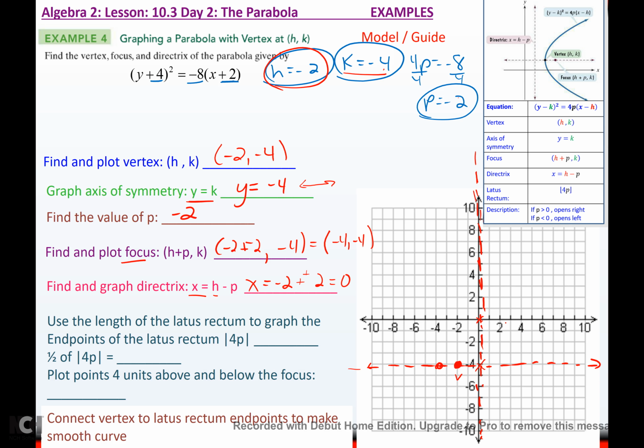Okay? All I need now is some latus rectum points. My absolute value of 4p would be the absolute value of -8, which is 8. Cut that in half, 8 divided by 2 is 4, which means I'm going to go 4 units, not right and left, but 4 above and below. Here was my focus. So 1, 2, 3, 4 up, 1, 2, 3, 4 down. Connect your latus rectum points to your vertex, and there's your parabola.